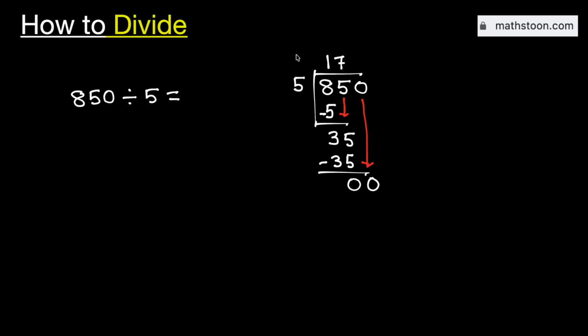But see that this is the number 0. So we will remove 1 0. And we know that 5 times 0 is equal to 0. Subtract, we get 0. As we have got the number 0 and we have no number to bring down here, so we will stop. Therefore, 850 divided by 5 is equal to 170. And this is our final answer.